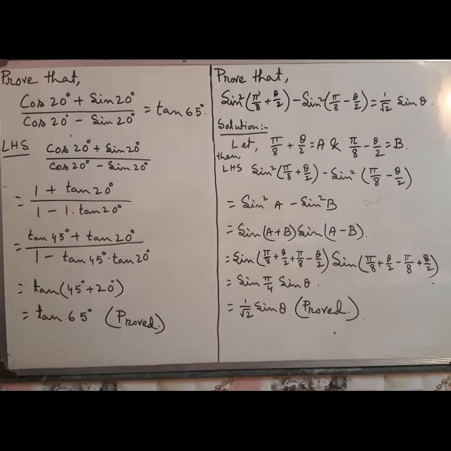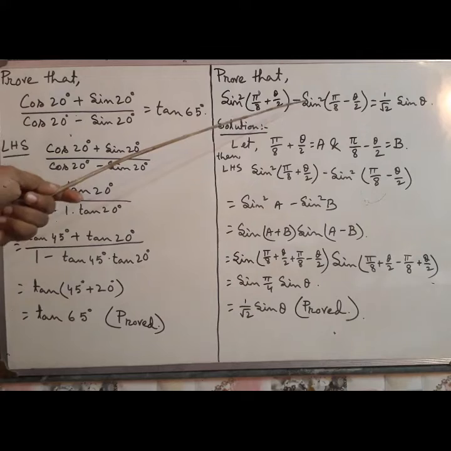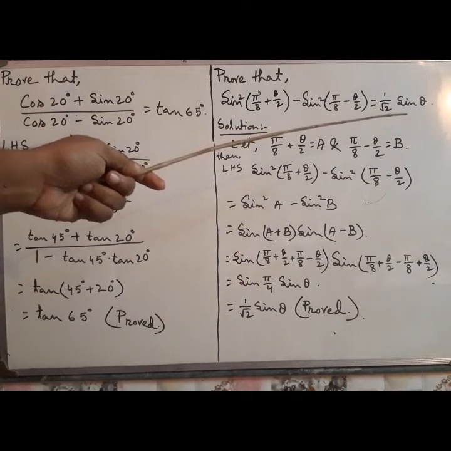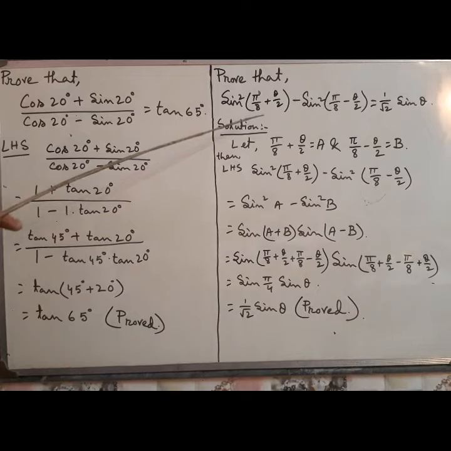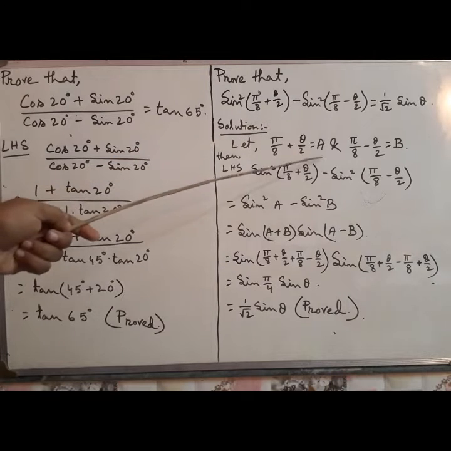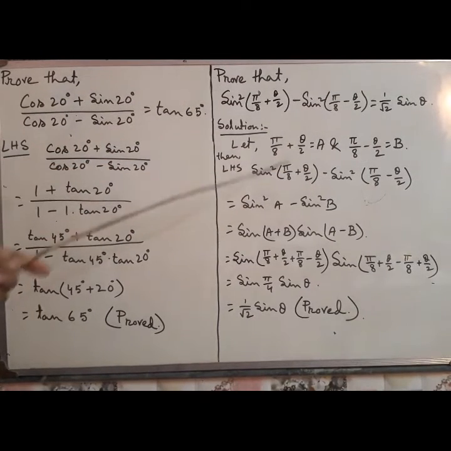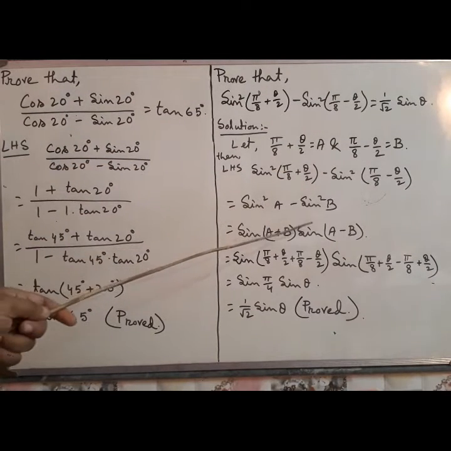The next problem is sin square pi by 8 plus theta by 2 minus sin square pi by 8 minus theta by 2, that is equal to 1 by root 2 sin theta. So what is the solution? Let this pi by 8 plus theta by 2 be A, and this angle pi by 8 minus theta by 2 be B. So this given expression can be written as sin square A minus sin square B.